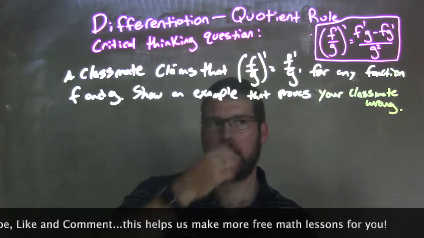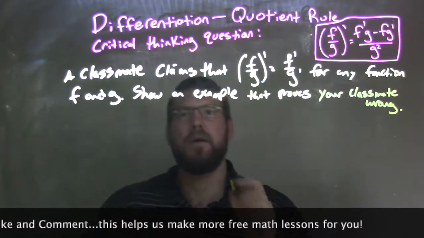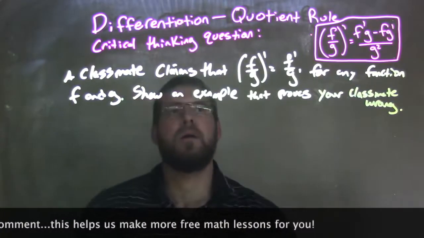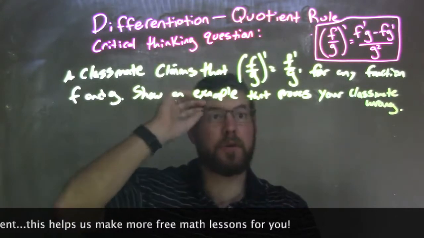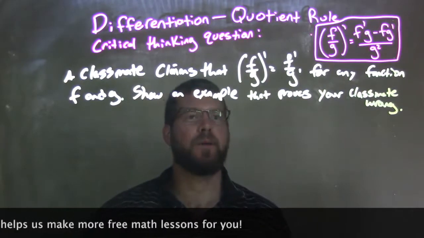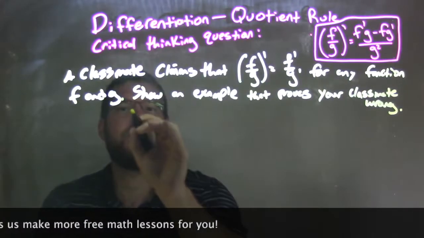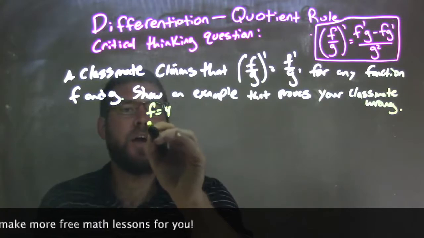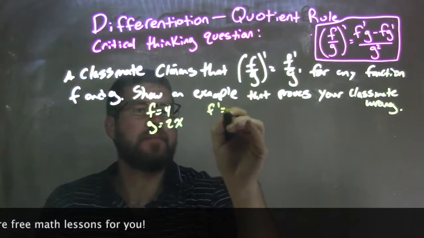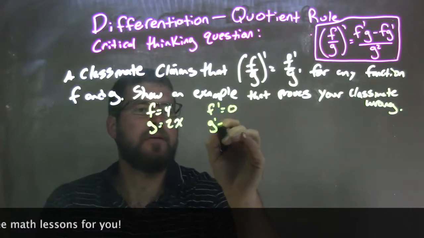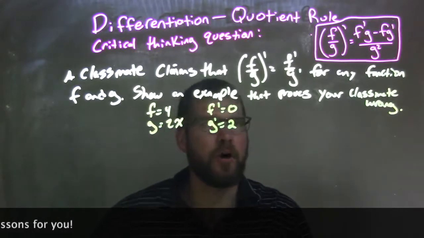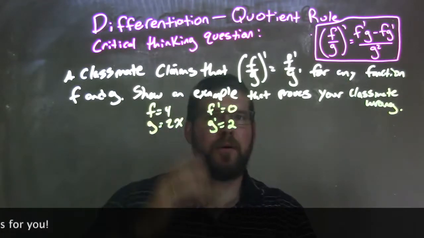So we're going to prove our classmate wrong, and we're showing examples. We just need to find one example where it could be wrong. So let's pick f to be 4, and g to be 2x. Then f prime is 0 and g prime is just 2. Okay? And sometimes it's easy to keep it simple. No sense in making a really hard problem here. We're going to find one simple way where this is wrong.